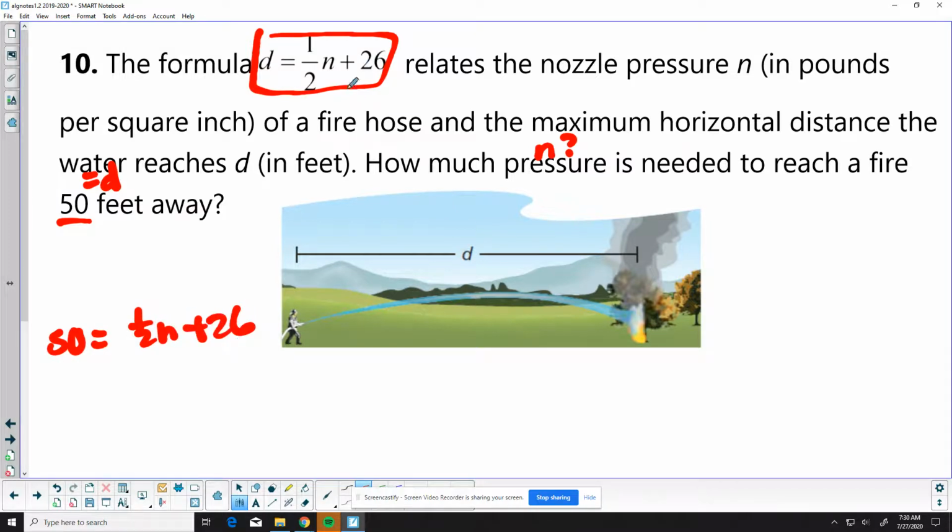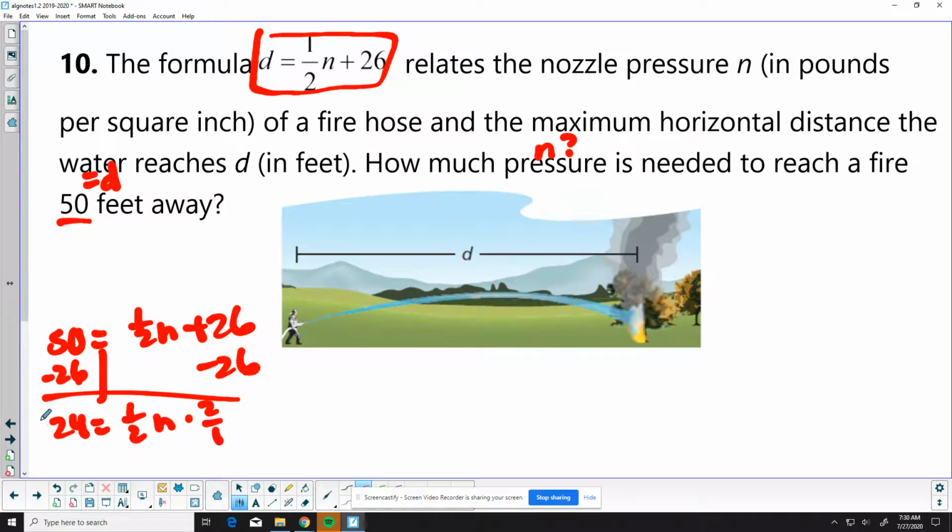I like that there's a fraction here too. So we're going to subtract 26 on both sides, and then multiply by 1/2's reciprocal, and that's going to give us 48. So 48 pounds per square inch of pressure is how much it would be.